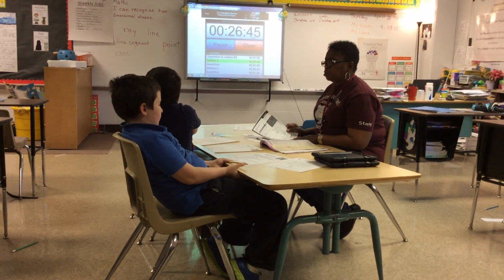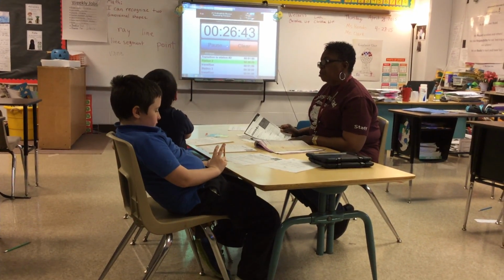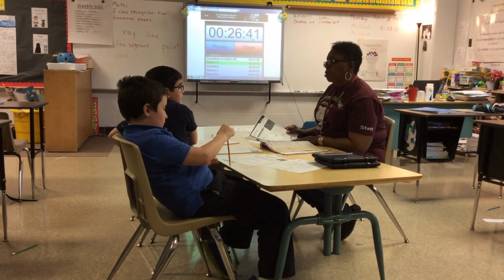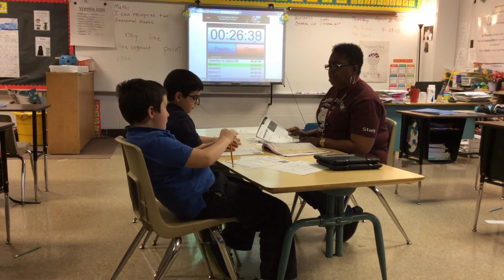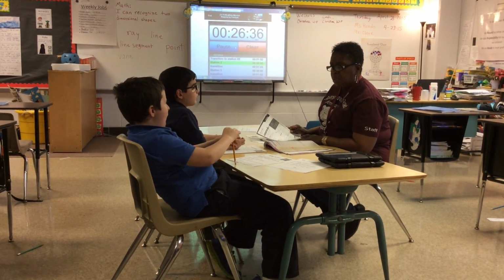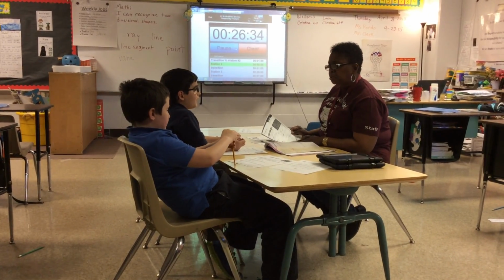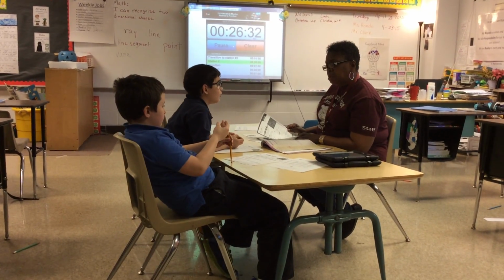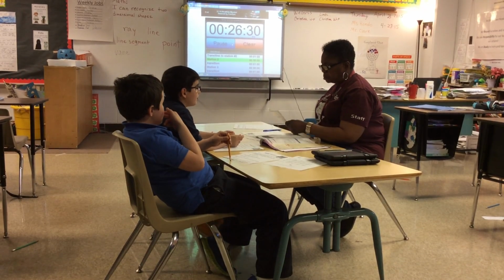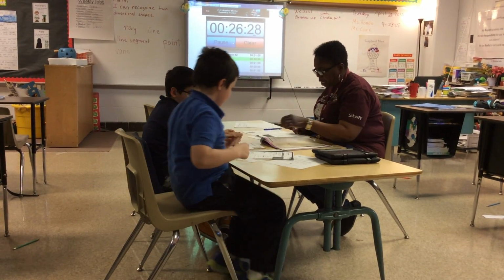Rectangle. Good. So when they were drawing squares and rectangles, do you think they used a line? Yeah, they probably did, didn't they? Do you think they used a ray? They used all of it. We're going to talk about that. We're going to talk about some plane shapes.